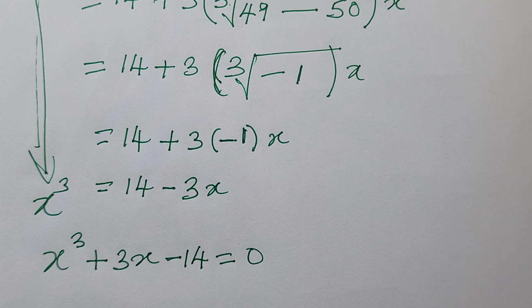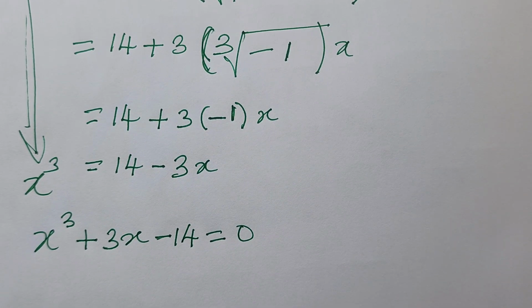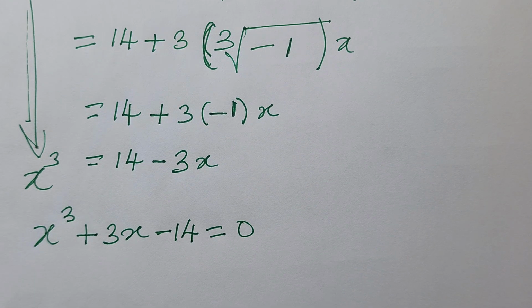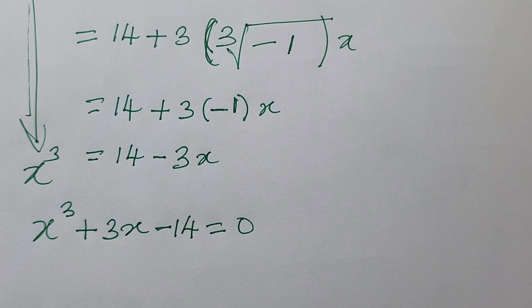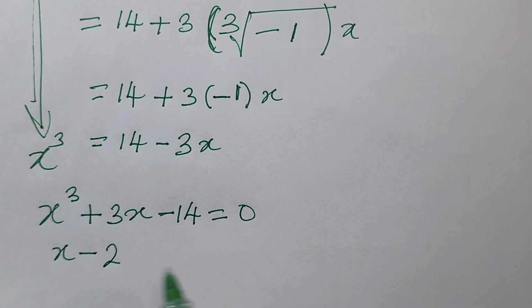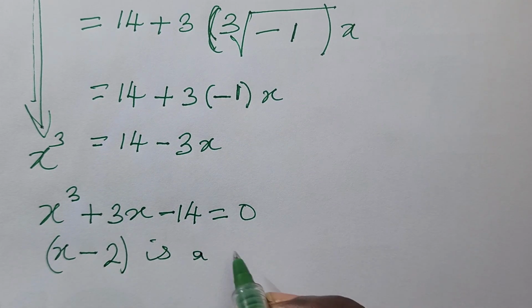So how do we solve for the three roots that actually satisfy this polynomial equation? We use the trial by error method to get the first root to this. So using the trial by error method, we discovered that plus 2 will give us the 0 to this expression here. So this means that our x minus 2 is a factor. Put this in bracket. Factor.